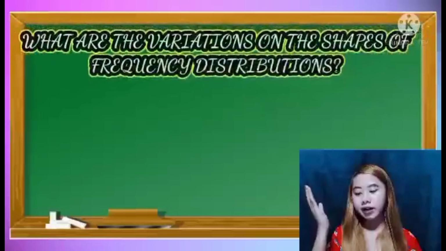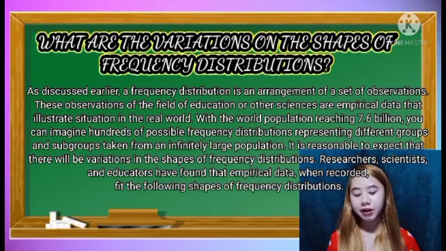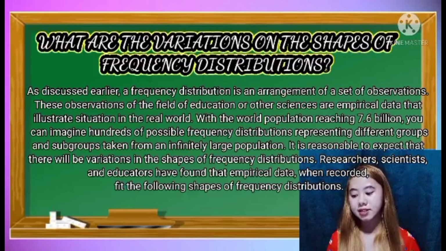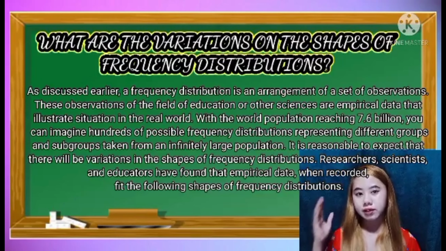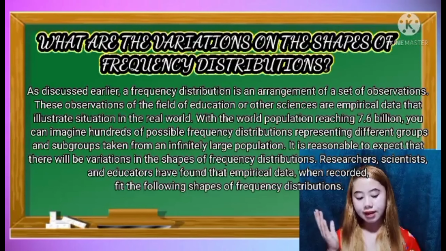So next is, what are the variations on the shapes of frequency distributions? As discussed earlier, a frequency distribution is an arrangement of a set of observations. These observations in the field of education or other sciences are empirical data that illustrate situations in the real world. With the world population reaching 7.6 billion, you can imagine hundreds of possible frequency distributions representing different groups and subgroups taken from an infinitely large population. It is reasonable to expect that there will be variations in the shapes of frequency distributions. Researchers, scientists, and educators have found that empirical data, when recorded, fit the following shapes of frequency distributions.